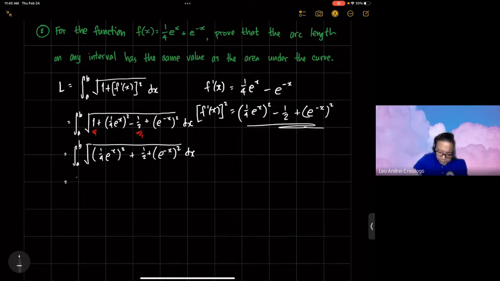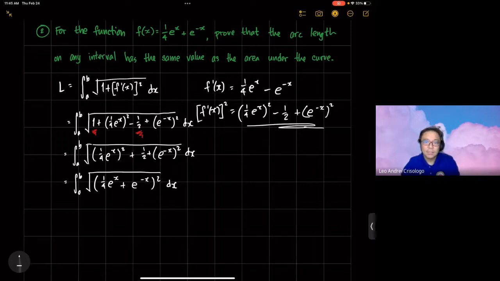So it's equal to the definite integral from a to b of 1/4 e to the x plus e to the negative x quantity squared dx. Okay? And you have the square and the square root. They cancel each other out, but technically it becomes an absolute value. But if you remember from the graph earlier, all the y values of the function are above the x-axis. So you don't need the absolute value symbol.